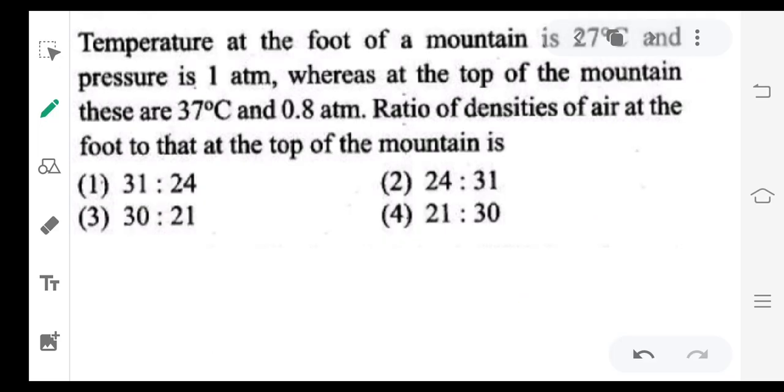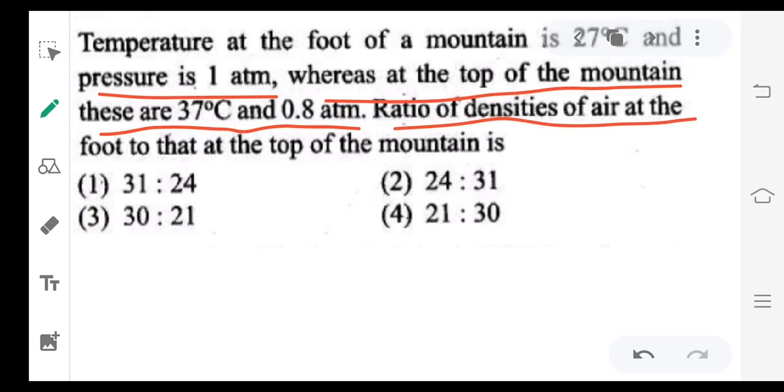Next, temperature at the foot of the mountain is 27 degrees Celsius and pressure is 1 atmosphere, whereas at the top of the mountain these are 37 degrees Celsius and 0.8 atmosphere. What is the ratio of densities of air at the foot to the top of the mountain?